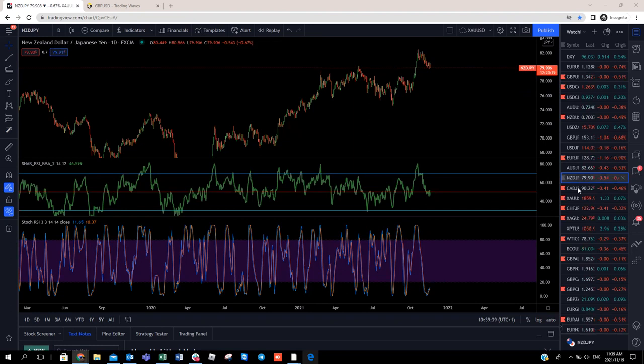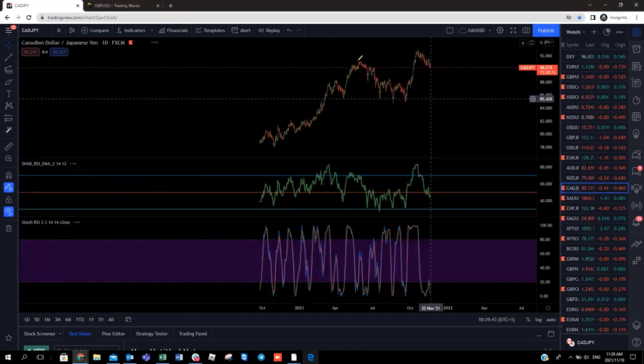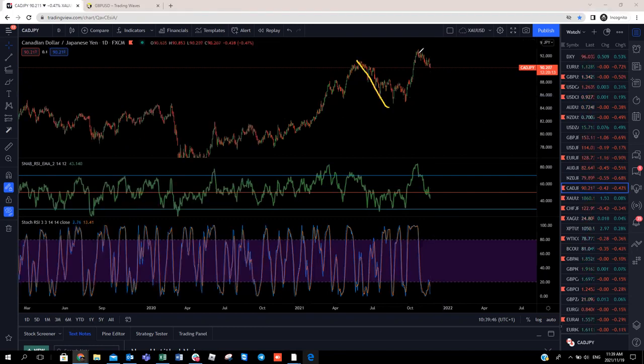CAD yen, same. Expect this to continue to the downside. That's a move down. That's a move up in 3. We'll expect this to come down like this. That is CAD yen. Gold.